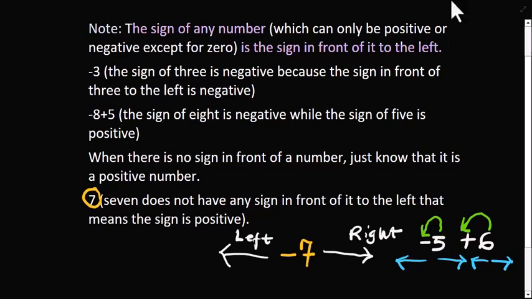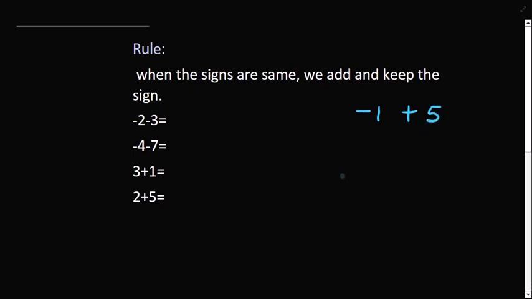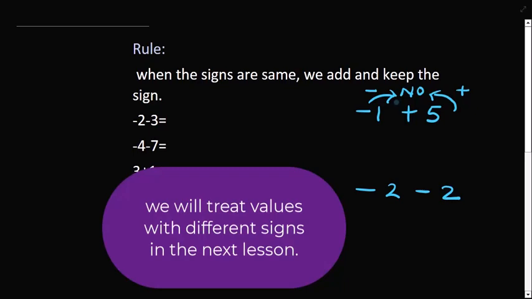So let's get to the rules. The rule says when the signs are the same, we add and keep the sign. So let's say we have values such as -1 plus 5 and -2 minus 2. What is the sign of 1 here? We have a negative. And what is the sign of 5 here? We have a positive. Are the signs the same? No. Because the signs are not the same, this rule cannot apply.